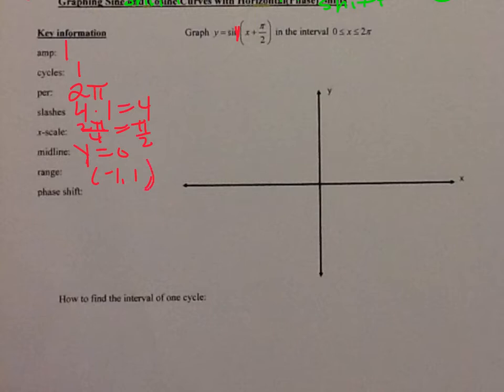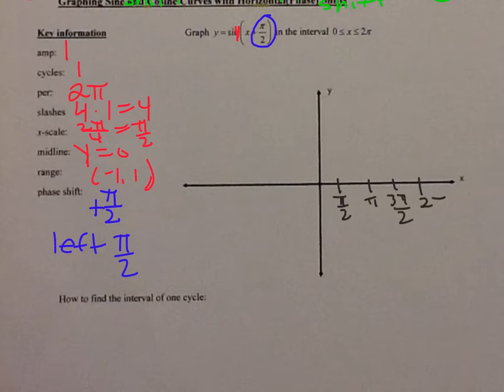All right, now I need my phase shift. So my phase shift is this right here, as long as your x has a 1 in front. So my phase shift is positive pi over 2, which means it will move to the left by pi over 2. Because remember, with transformations, when you add or subtract something from x, it goes opposite the way you think it goes. All right, so I need 4 slashes. So I need 1, 2, 3, 4. My first slash is going to be pi over 2. And then pi, 3 pi over 2, 2 pi. We are going up to 1 and down to -1.